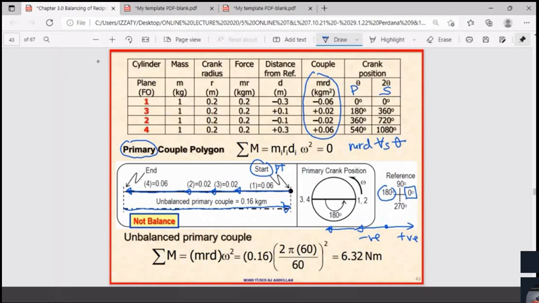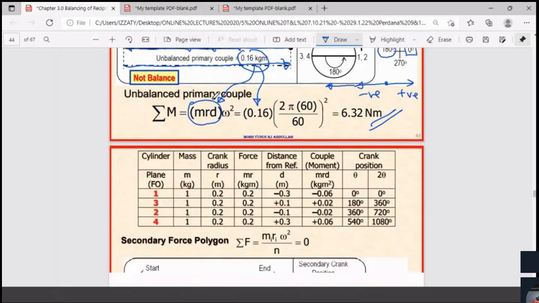Okay, now it is balanced. So you need to know what the magnitude is. The magnitude will be from this polygon. You calculate here, and it becomes this. This will be here or here. The omega provides omega. Then you have as such 6.32 Newton meter for the primary couples.